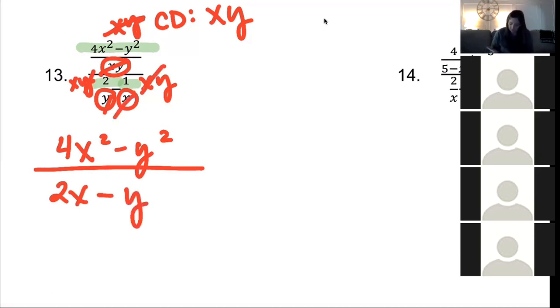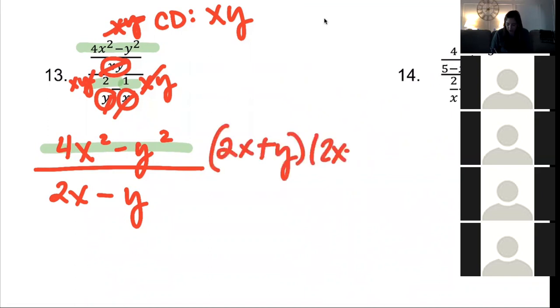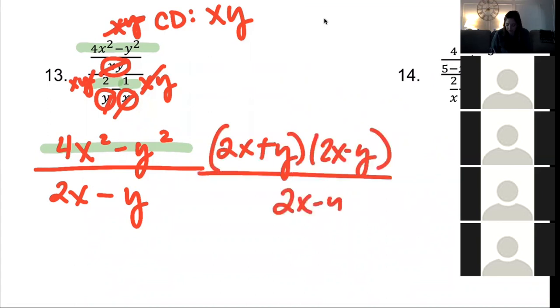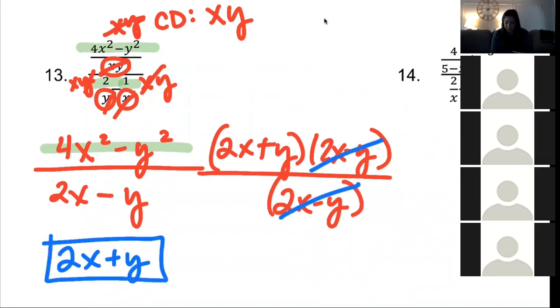And then at that point, I guess I could have done this first, but you can factor the top, and it's a difference of squares. So it would be 2x plus y and 2x minus y all over 2x minus y. And so then these would cancel and I would just be left with 2x plus y as my final answer. Okay, what else?